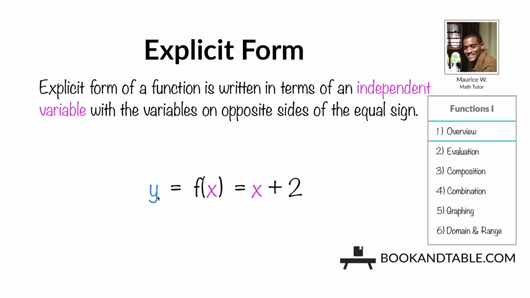But we can also have y is equal to f of x, which is equal to x plus 2. So we plug in a value for x, and the output will be y. This is explicit form. Our y and our x are on opposite sides of the equal sign. This would be another example. f of x is equal to 3x minus 5, and f of x represents the y value at a specific x value. So this is explicit form.